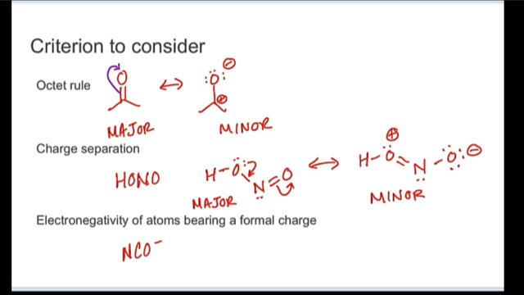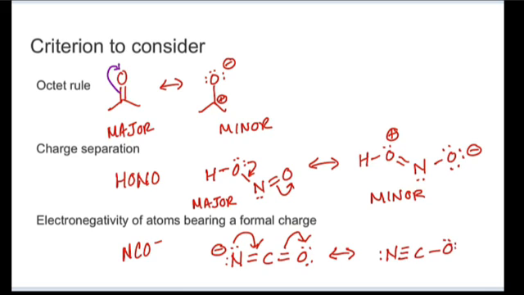Finally, we have NCO minus, a cyanate ion, and when we draw it out, it can look like this. In this case, the negative charge is on the nitrogen, or we could have the electrons sitting mostly on the oxygen atom, giving it a negative charge. And in this case, the nitrogen has become a neutral nitrogen atom. It has 3 bonds, 1 lone pair, so it's happy.